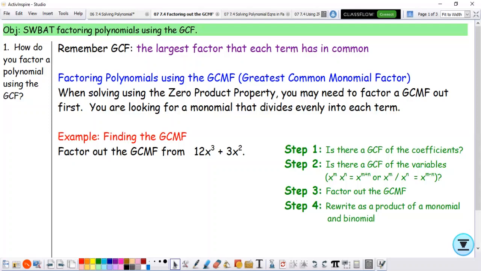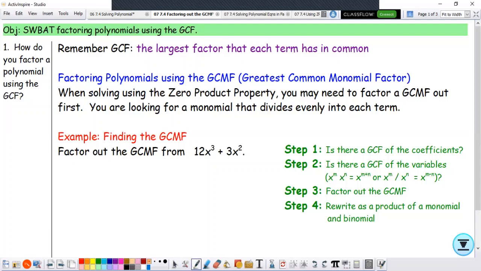And the reason this is important is because we're going to be using the zero product property for solving. And when we're using the zero product property, we need to have it in factored form, and we want to factor out the greatest common monomial factor. So we're going to be looking for a monomial that divides evenly into each term.